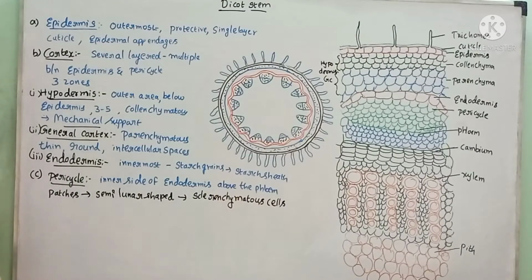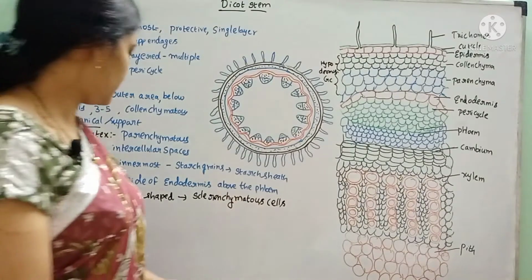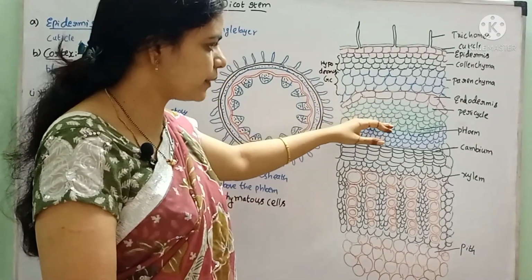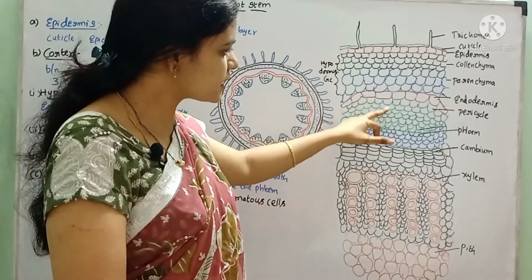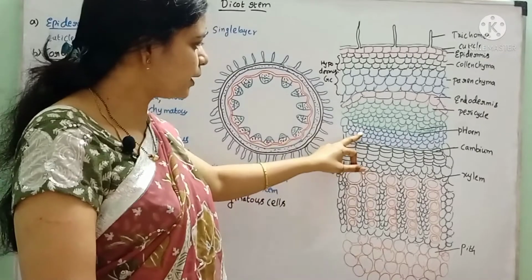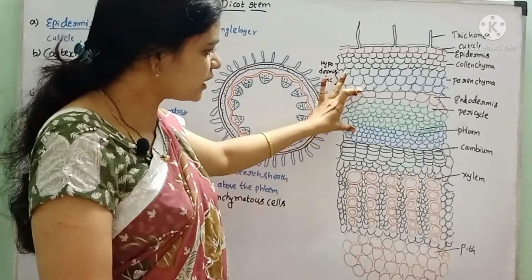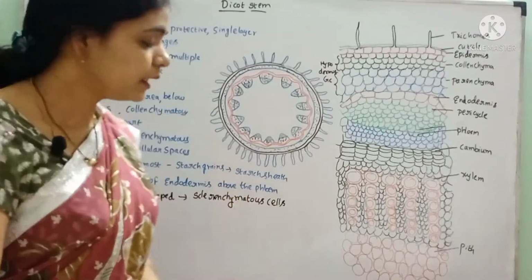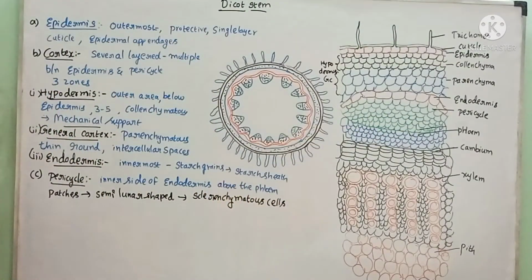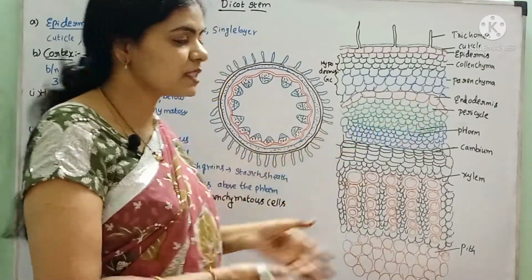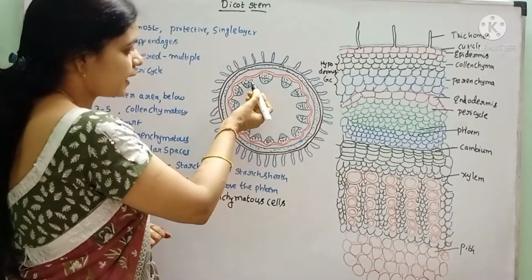And what is the next layer? Pericycle. It is present on the inner side of the endodermis, between the endodermis and the phloem. This is the phloem and this is the endodermis. Between these two, there is a patch which is called the pericycle. Here, this pericycle is in the form of semilunar patches. Semilunar means half-moon shape. Here we can see the correct shape.